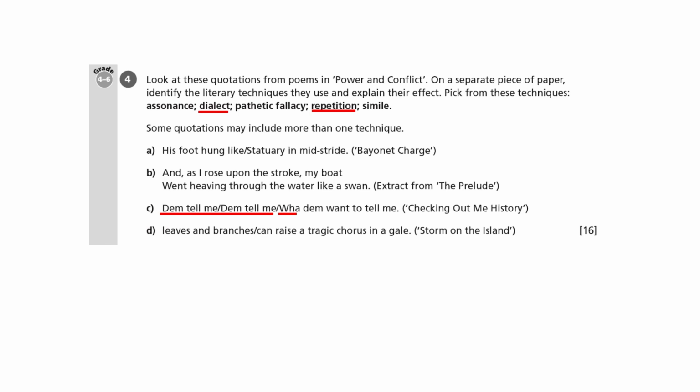Okay, next. D. Leaves and branches can raise a tragic chorus. Now, that makes it sound as if the leaves and the branches are somehow in sympathy, as if they're conveying a sense of sadness, tragedy.